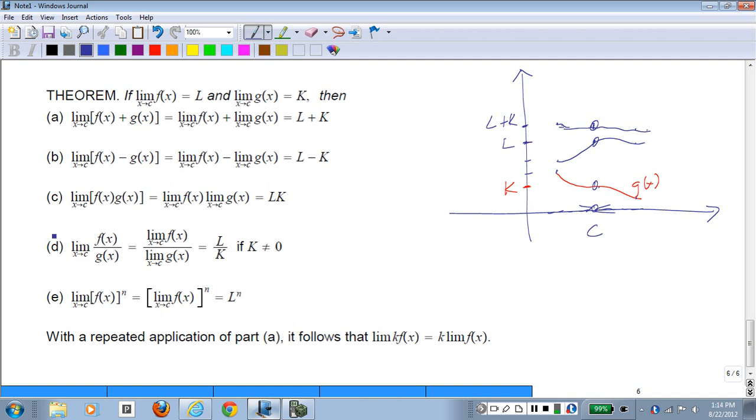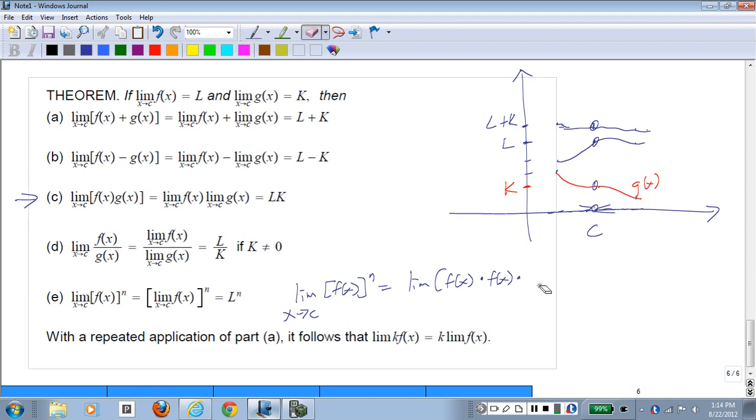Let's imagine that we believe the c part. If we believe the c part, that the limit of a product is equal to the product of the limits, we can actually use that, if we assume n is a whole number here, to show this part. Because the limit of f of x to the nth power as x approaches c could be written as the limit of f of x times f of x times, I guess that's enough of them, put some dots there, times f of x as x approaches c.